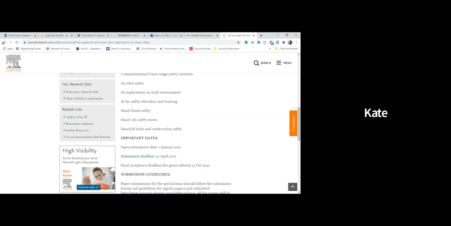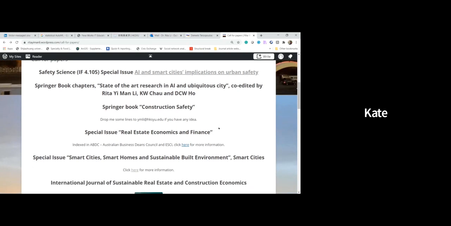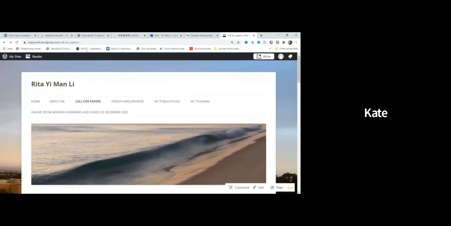We also have some other book chapters: state-of-the-art research in AI, which is a Springer book chapter, and a Springer book on construction safety. So just email me if you have any ideas or other special issues. You can check the call for papers.